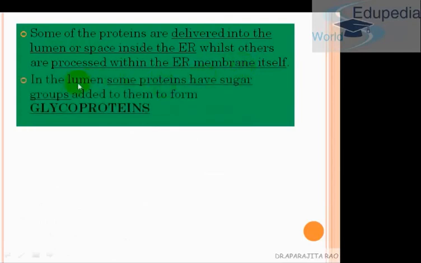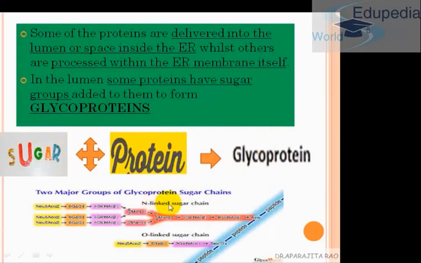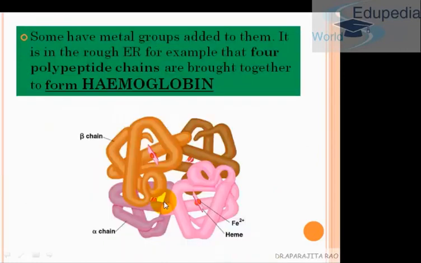Next, the proteins may be delivered to the endoplasmic reticulum for further modification, or they might be processed in the membrane itself. In the lumen, some proteins have sugar groups added to them, and by adding the sugar groups, they form glycoproteins. That is, sugar plus protein equals glycoprotein. A glycoprotein is something which has sugar chains attached to it. So this happens in the RER.